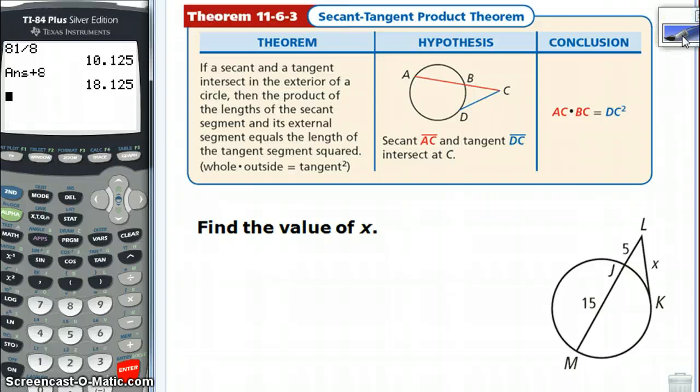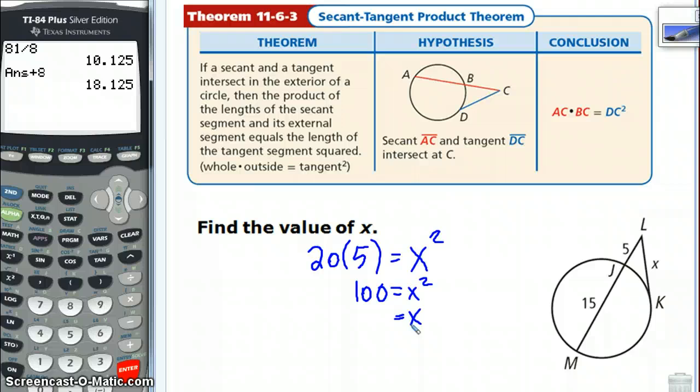So let's go ahead and do a problem. So it's the whole thing here, which is 20, times the external part, which is 5, and it's equal to the whole thing, or this thing squared, essentially. So we get 100 equals x squared. X is equal to negative 10 and 10 mathematically, but you know to forget that one, and x is equal to 10. Do we have any units? No units. Gotta love that. All right. So that's the kind of variation on the previous theorem. So that's what we've got today.